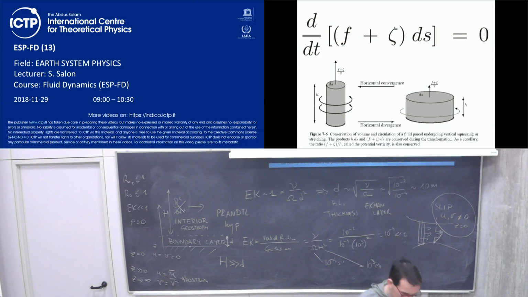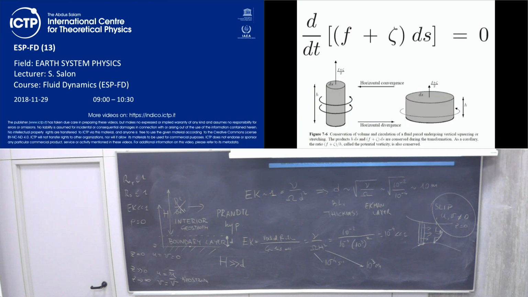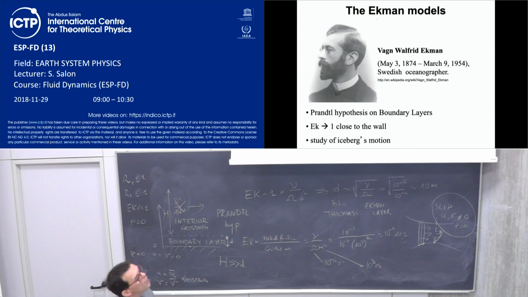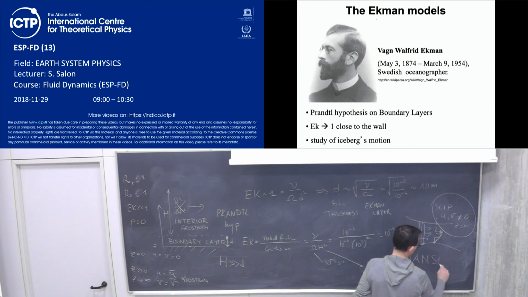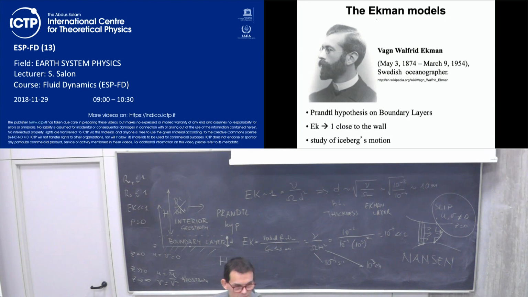So maybe you are asking, who was this Ekman? Professor Ekman was a Swedish oceanographer, who was a student of another very, very big scientist from Norway. His name was Nansen. Nansen was a professor and was actually the professor of Ekman. So Ekman was his student.